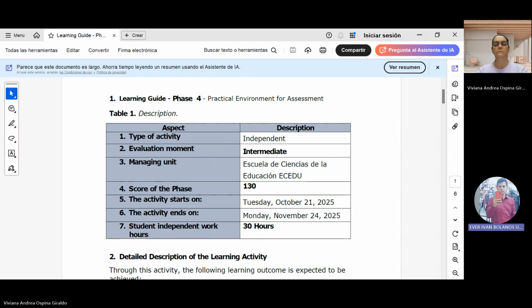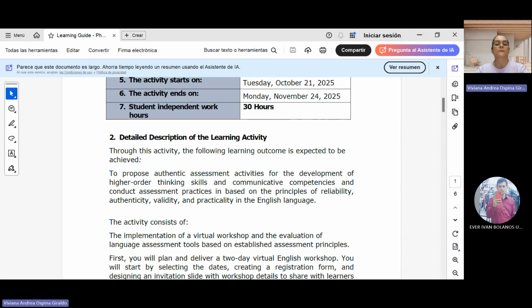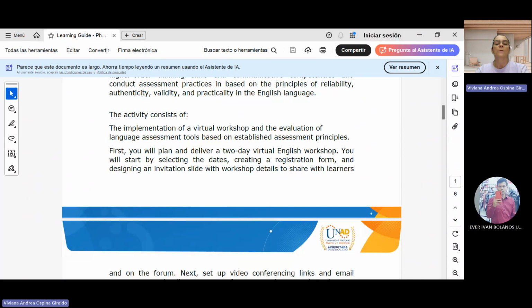Okay, we have to implement the virtual workshop and the evaluation of language assessment tools based on the established assessment principles. The virtual workshop that we did in the last phase, we now need to implement it, okay?